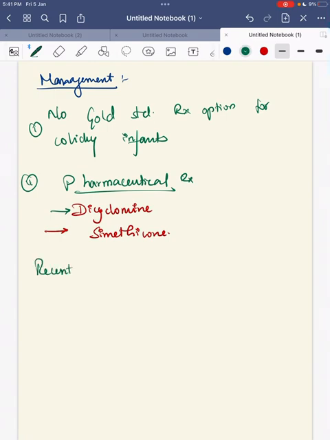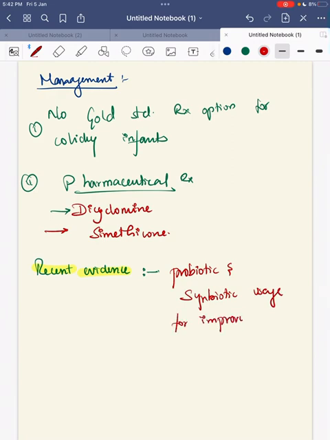Next, in recent evidence, you can use probiotic and symbiotic usage for the improvement of colicky pain. So this is the recent advance that they have shown in the recent evidence. So this is all about infant colic.